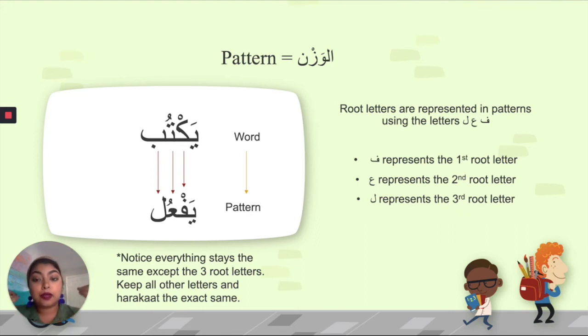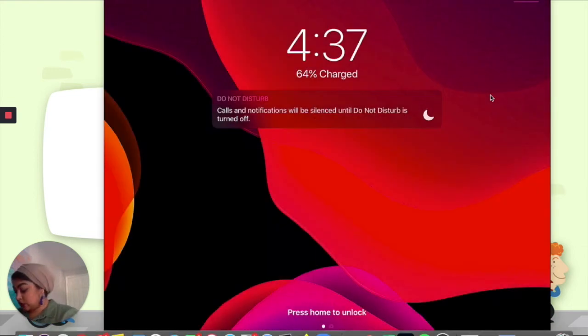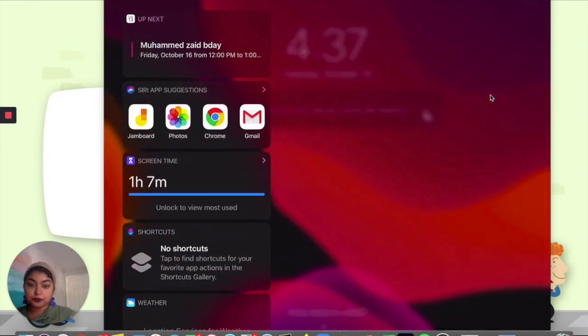And when you have a word and you want to figure out what the pattern is, all you do is you simply replace the root letters with fa, ain, lam. And that's what will give you the pattern that that word follows. Okay, so if I will write here and show you the example.